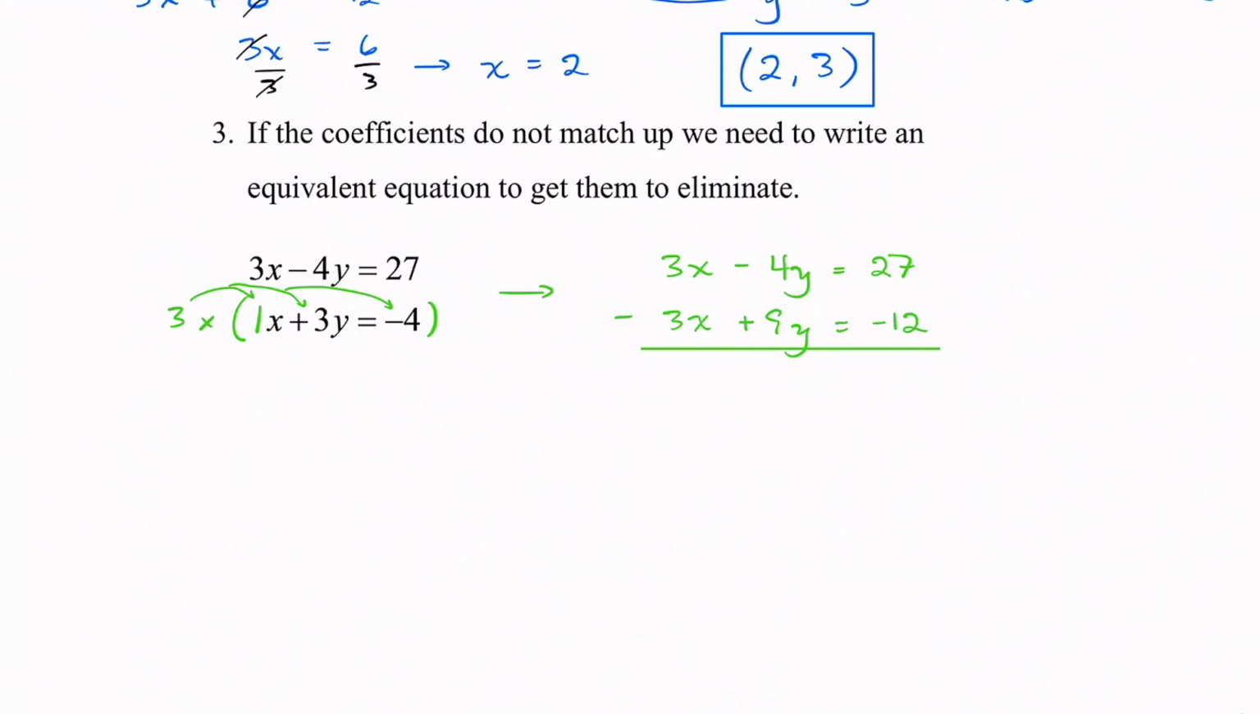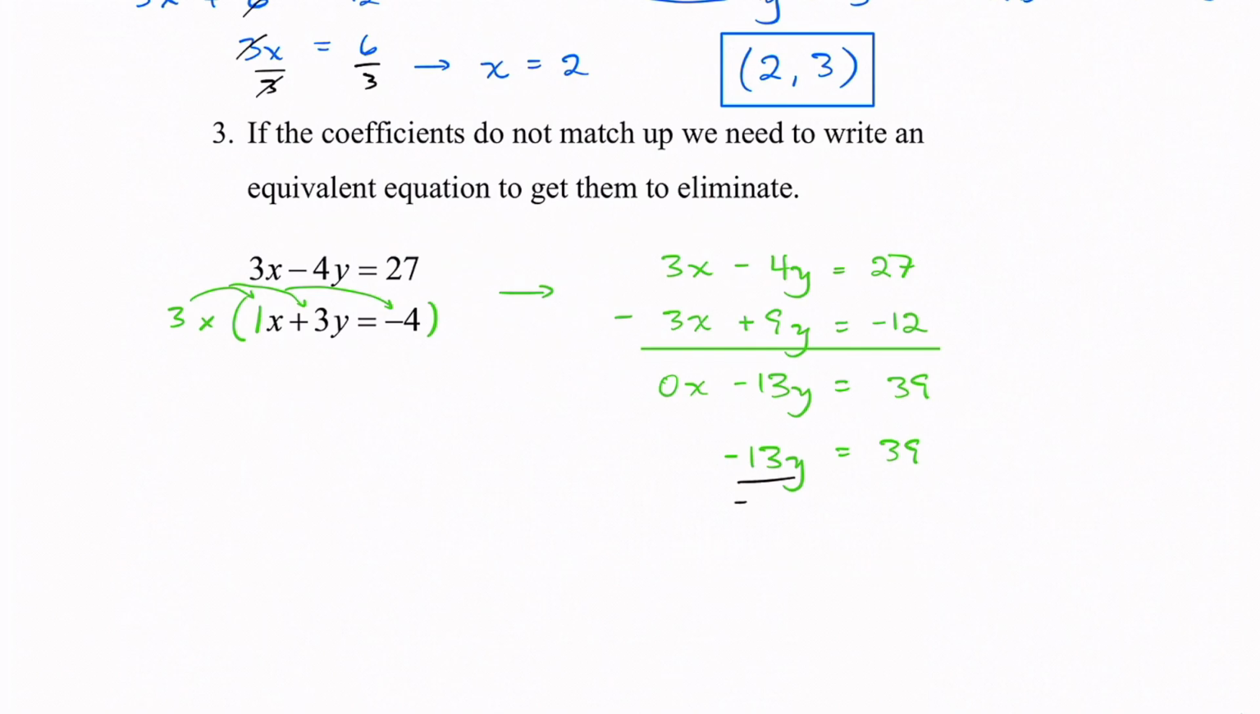So 3x minus 3x is 0 x's. And then I have minus 4y minus a 9y, so that's going to be negative 13y. And then equals. And then we have lastly 27 minus 12. So that's actually 27 plus 12. So we're going to get 39. So what we have left, if we get rid of that 0x in front, is this right here.